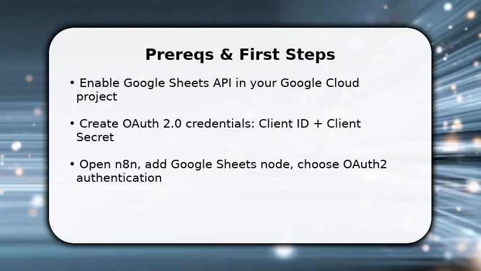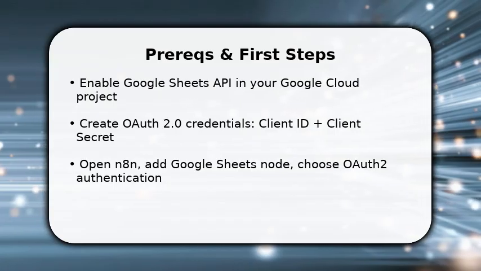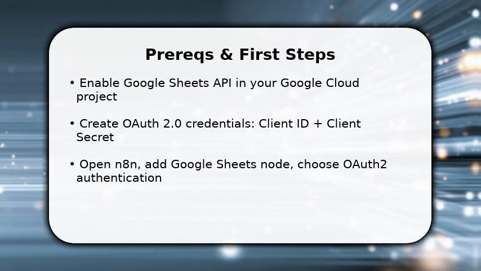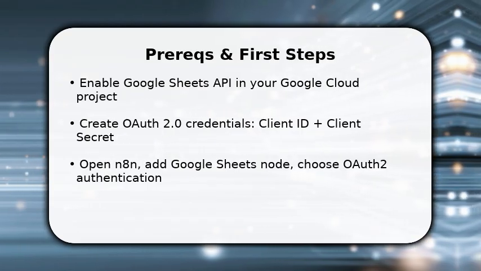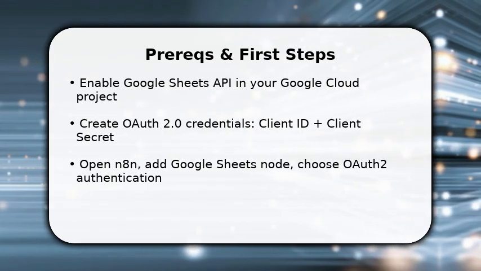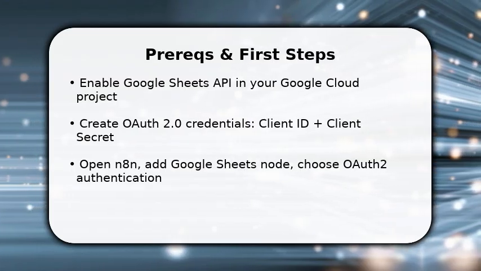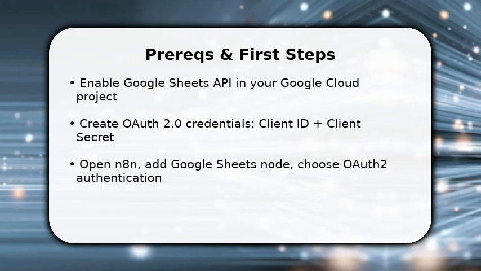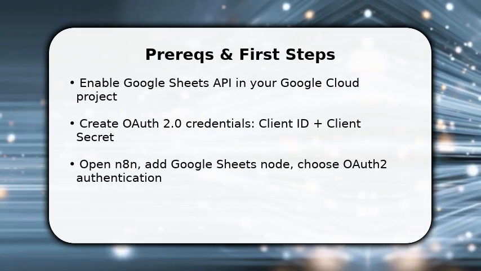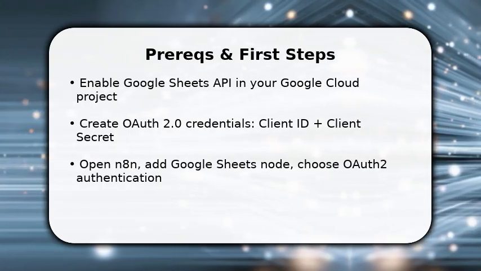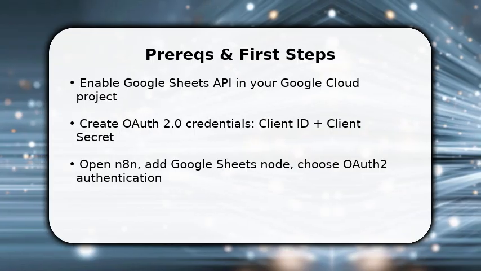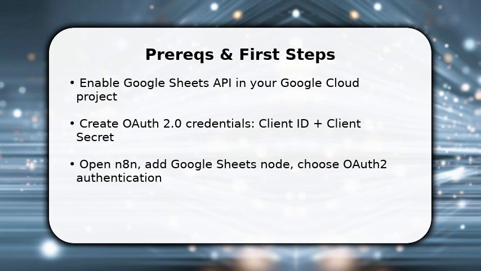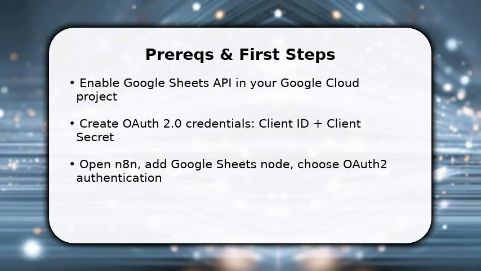You start by confirming prerequisites: a Google Cloud project with Sheets API enabled and OAuth credentials. Now, in N8n, add a Google Sheets node and choose OAuth 2. Once done, paste the client ID and client secret into N8n's credentials form and authorize with the Google account you'll use. This grants N8n the required scopes. Make sure to select the correct project and sheet access so the node can read and write cells immediately.